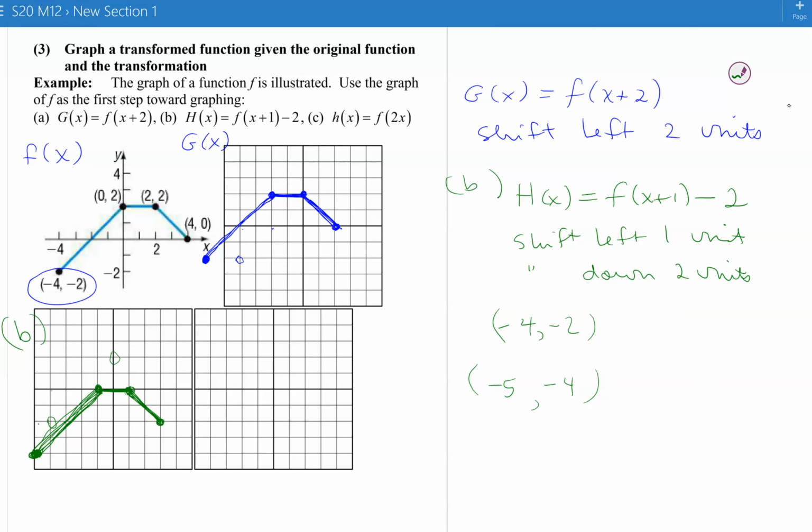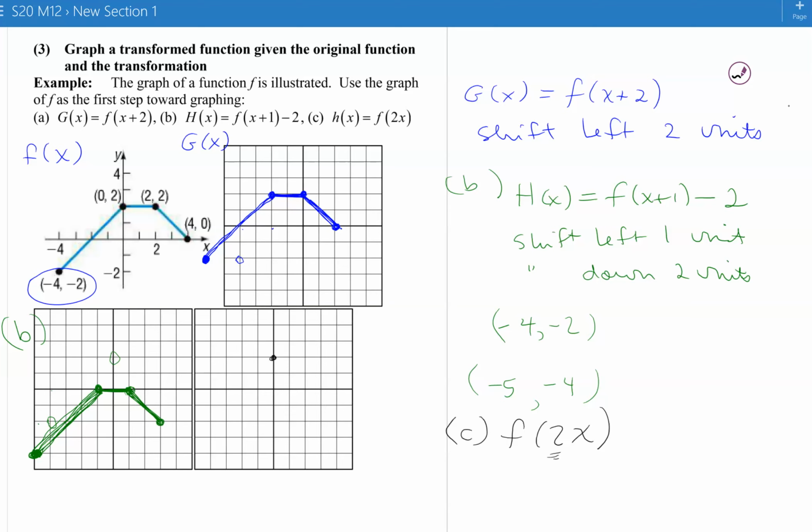Okay, then the last one's the trickiest one, because the last one asks us to do f of 2x. So this multiplication by 2 is happening before the function, so this is the counterintuitive one. If you multiplied by 2 after the function, it's a stretch. If you multiply by 2 before the function, it's a compression. So it's going to make the graph half as wide as it was. So it's as if you put your hands on the right and the left and you pressed inward, and the graph is half as wide as it was.